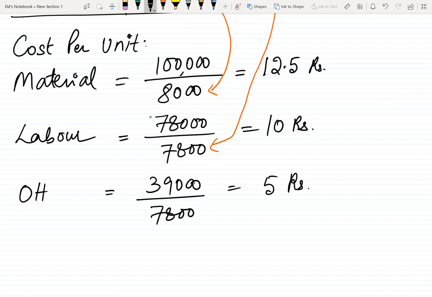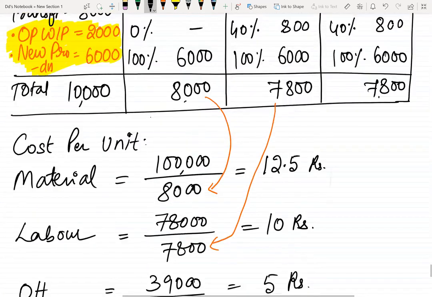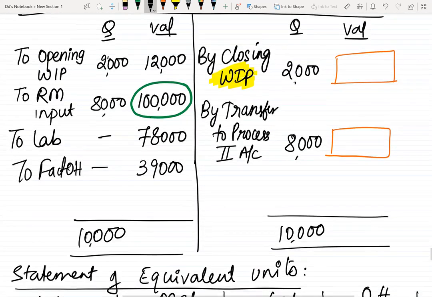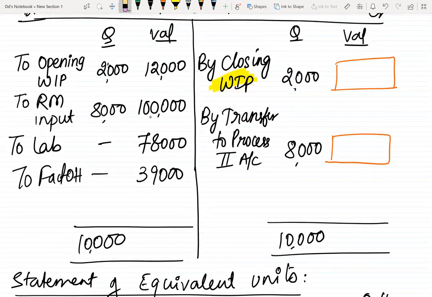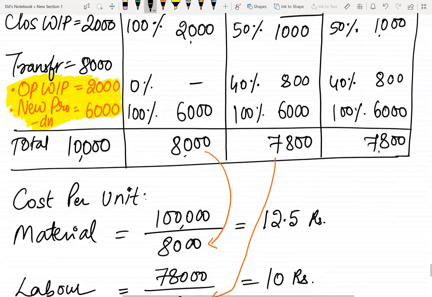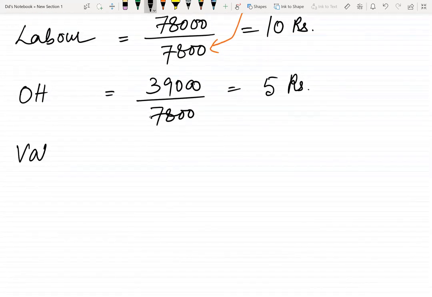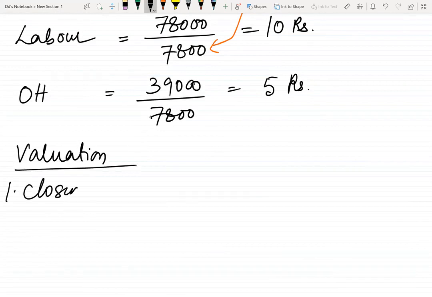Valuation. Before you write valuation, go to process account and tell me what all you want to value. By the way, all that you need is these two numbers. Let me highlight in yellow these two numbers. That means you want some closing WIP and you want the value of transfer. There is no abnormal loss or abnormal gain. Okay, let's start. Valuation. First one, closing WIP. Tell me what to do.